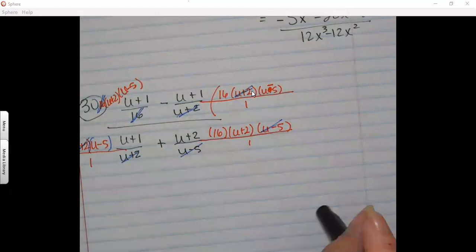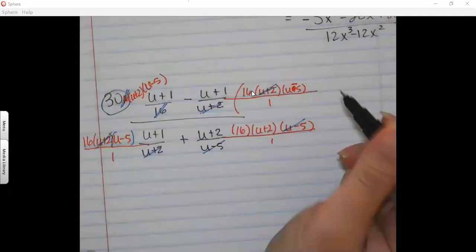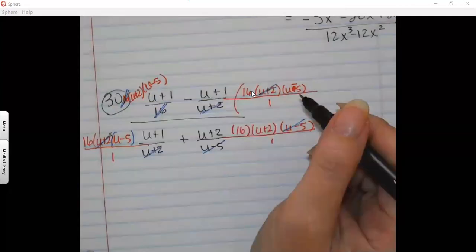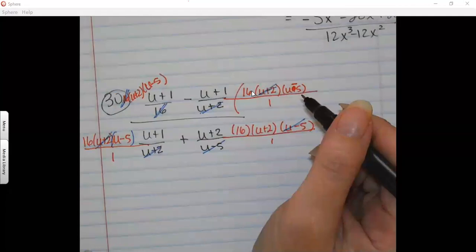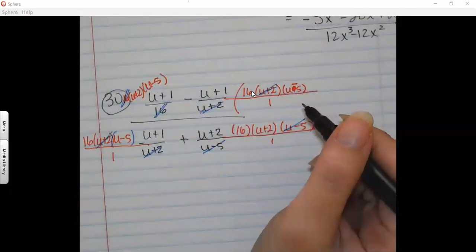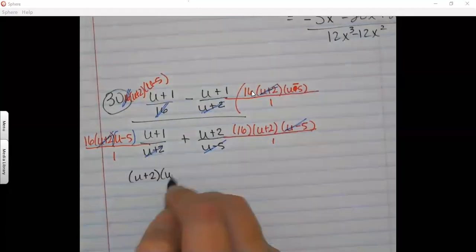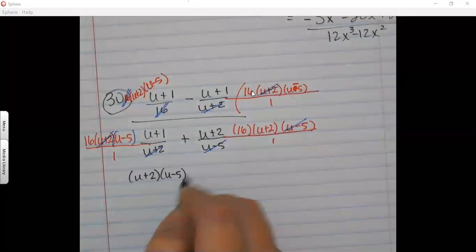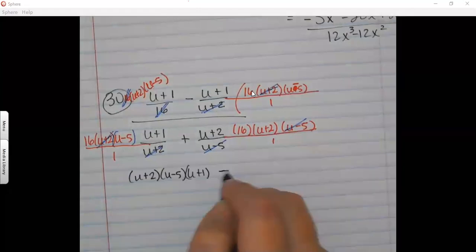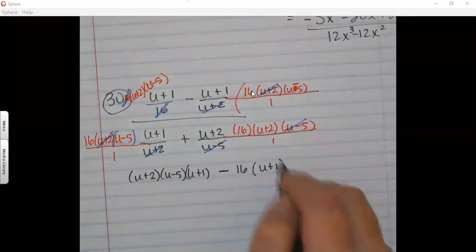Okay, so on the top left, I have literally 3 binomials. u plus 2 times u minus 5 times u plus 1. I need to pick 2 to start with. So let me just rewrite everything down here. And then I'm going to put that 16 first, and then u plus 1, u minus 5.